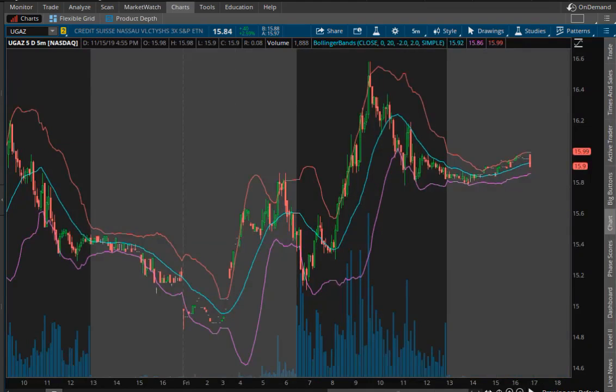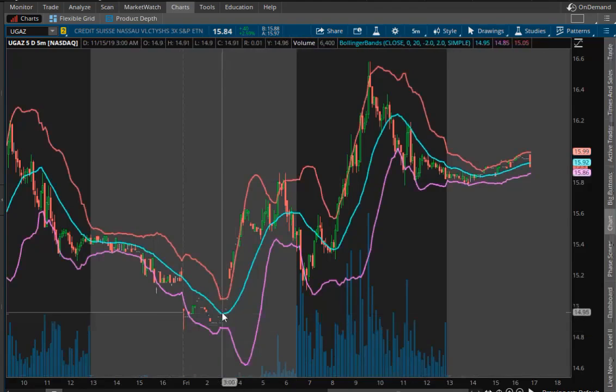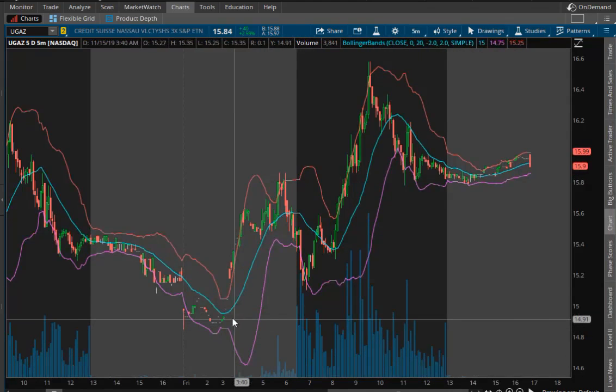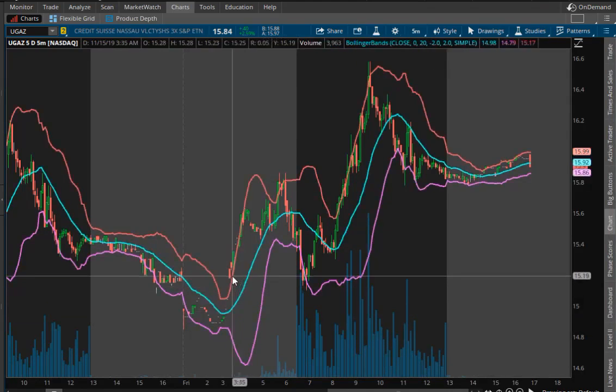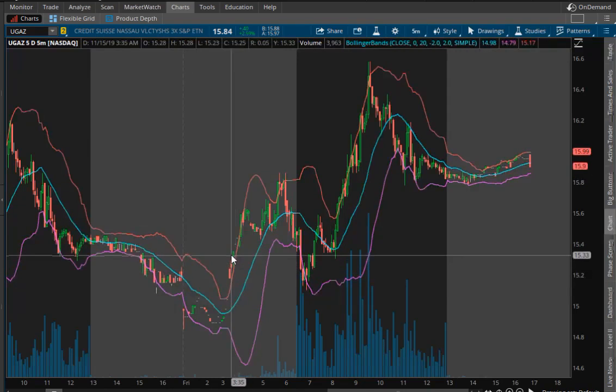So if we're looking at this, some traders like to look for the candles that break out above the Bollinger Bands as a signal that something big is about to happen. Now, unfortunately, we don't know which direction something big is about to happen.